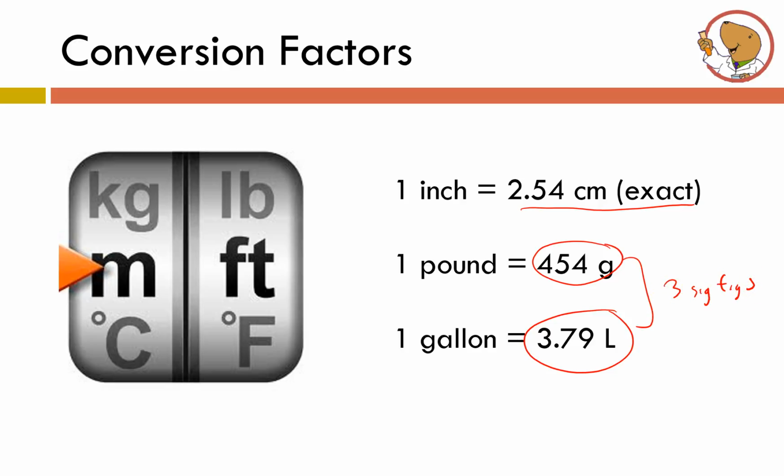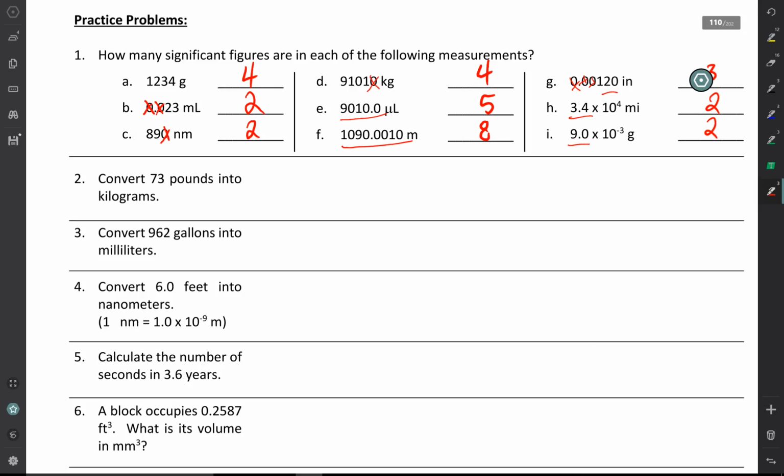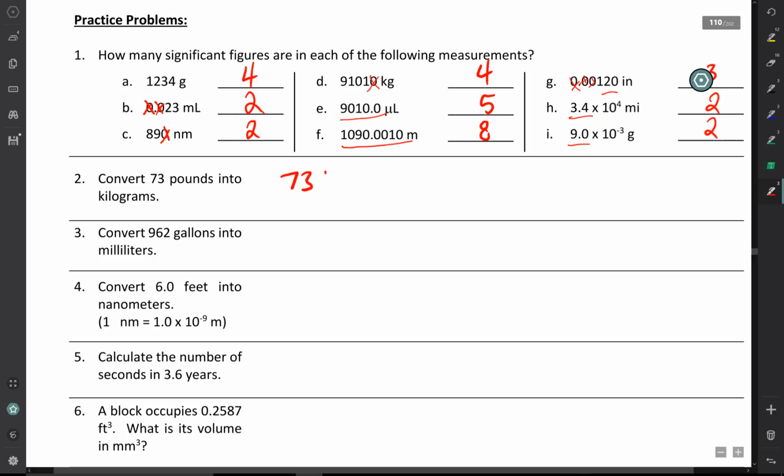So let's go ahead and try out some practice problems with conversion factors. All right, I want to look at questions 2, 3, and maybe 4 if we've got time, just to practice with these concepts that we talked about. Question number 2 is telling us to convert 73 pounds into kilograms. The first thing you always want to do is just take the number and units you're given and rewrite them. Usually not a bad idea to put it over 1 just to help you keep your work organized.